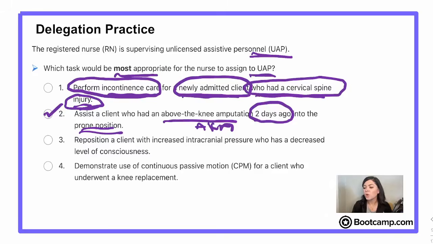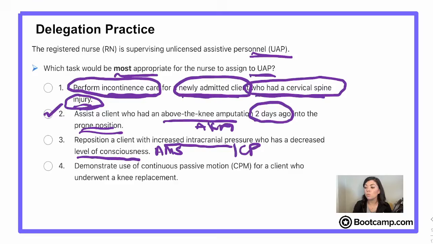So option 3, reposition a client with increased intracranial pressure, or increased ICP, who has decreased level of consciousness or altered mental status. What do you guys think about that? Why would we not want to delegate this task? I'm seeing no, unstable, and I agree with you, because remember, a client with increased intracranial pressure, one of the findings that they are getting worse, or that their condition is worsening, is decreased level of consciousness. So we see that this patient does not seem stable.